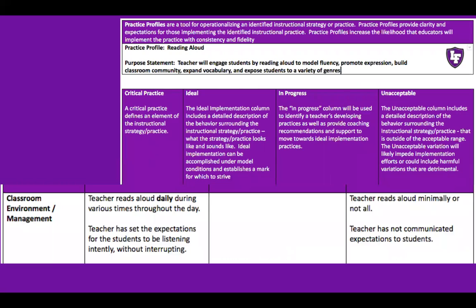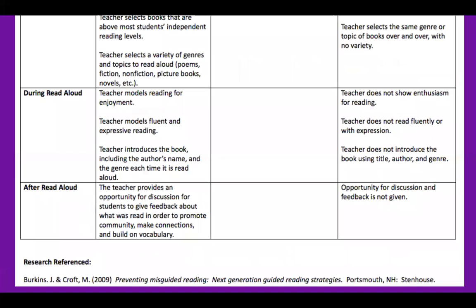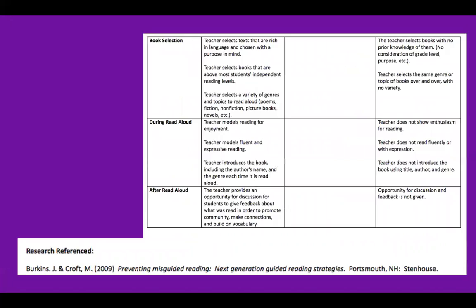Following that, you'll then see some different critical practices come into play. You'll see what would be expected under ideal based on best practices. And then that in progress column is empty, as Peggy had mentioned, for you to reflect or to use as a coaching tool. And then there is the unacceptable range as well. Towards the bottom, you will see the research referenced. This is just the area where we pulled different pieces together to help compile our practice profile.